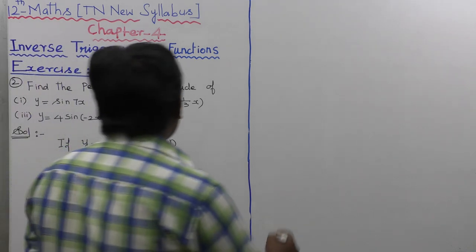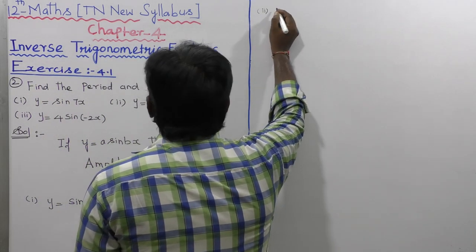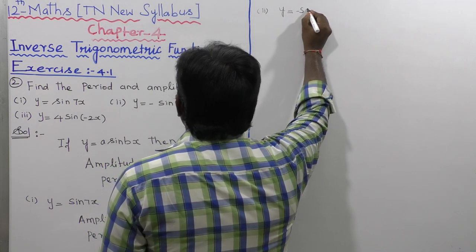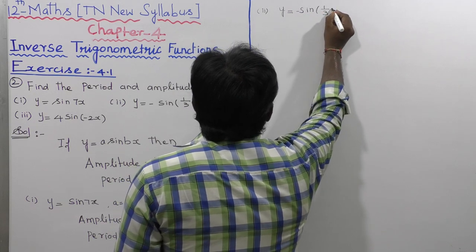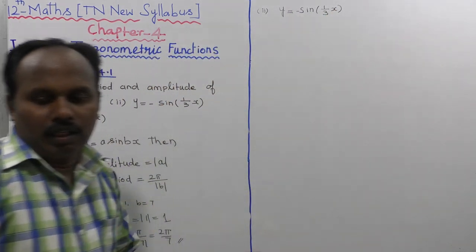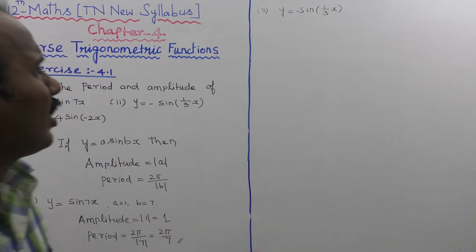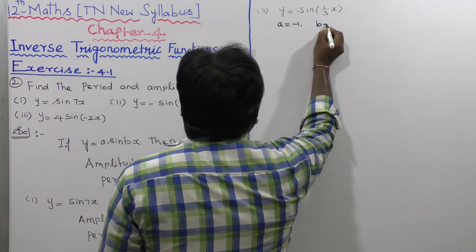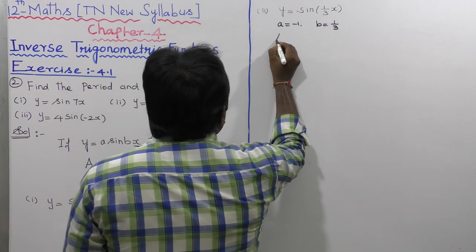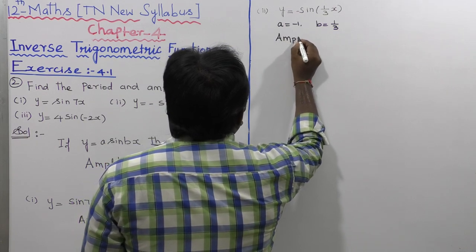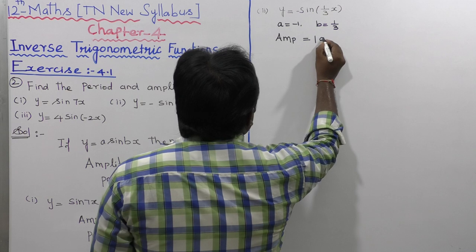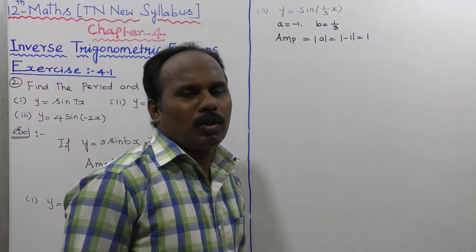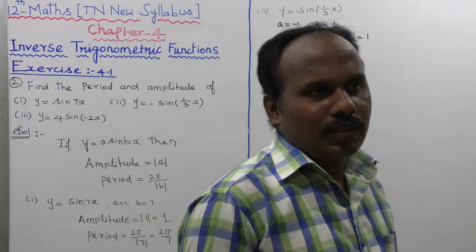Next, going to the second subdivision, y is equal to minus sine of 1 by 3 into x. Here a is equal to minus 1 and b is equal to 1 by 3. The amplitude is equal to modulus of a, that is modulus of minus 1, equal to 1. With modulus, definitely only positive values come, we don't get negative values.